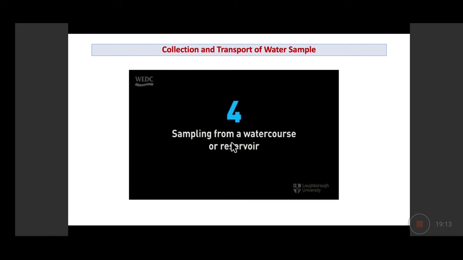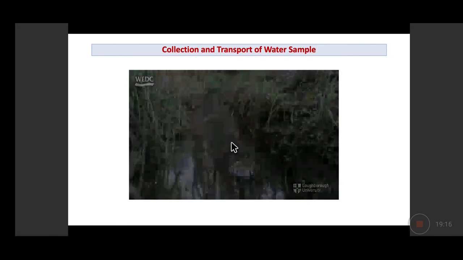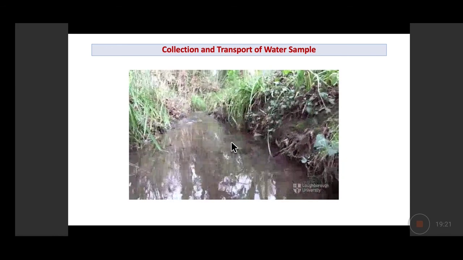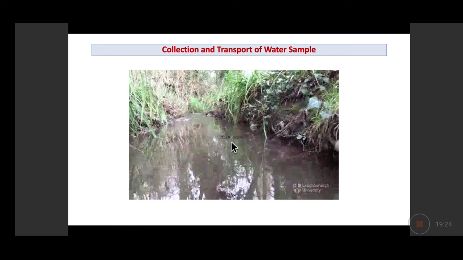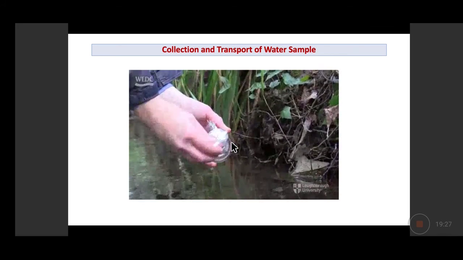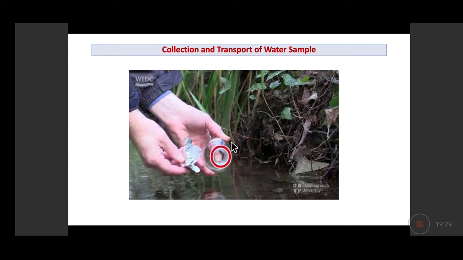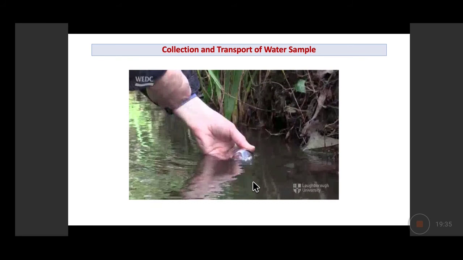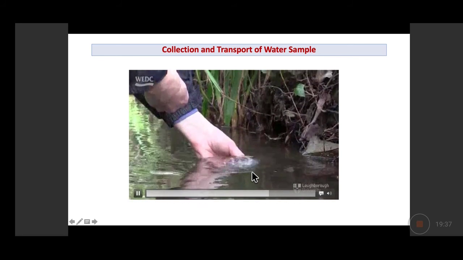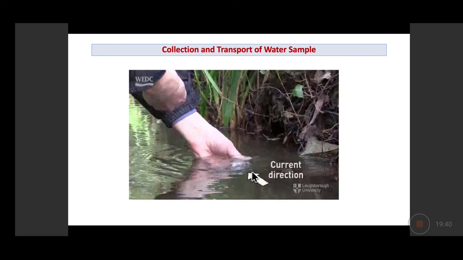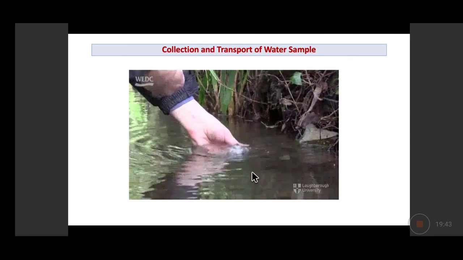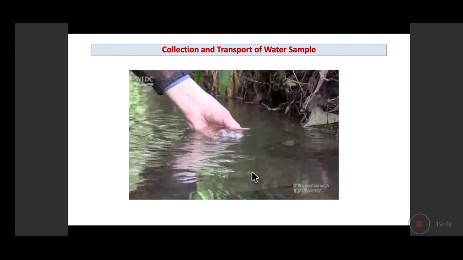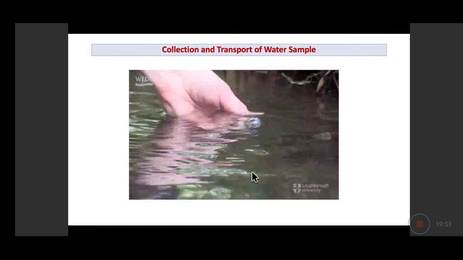Fourthly, when we have to collect a sample from a watercourse or reservoir, we take a sterile container and immerse it to a depth of 30 centimeters. Again, you have to hold it from the base, and the mouth of the container should be upwards. If there is an active current, then it should be facing towards the direction of the current. Okay, so this is how we collect the sample from the reservoir or running streams.